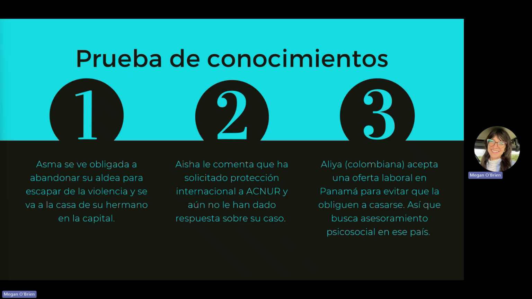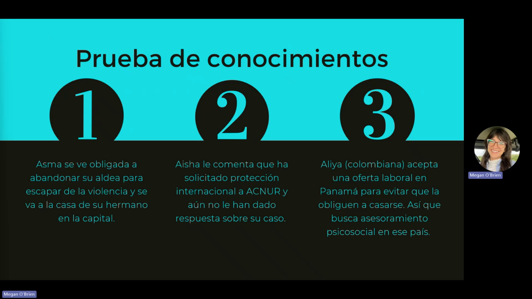IDPs are people who've been forced to flee their homes as a result of or in order to avoid the effects of armed conflict, internal strife, systematic violations of human rights, or disasters, and who seek protection elsewhere within their country of origin or residence and have not crossed internationally recognized state borders. Great job. All right, let's go to example 2.